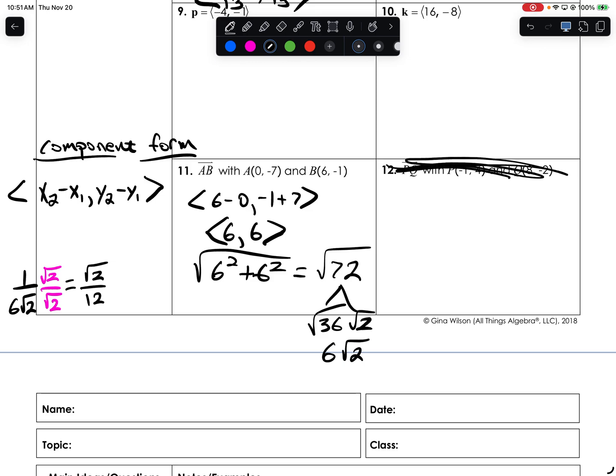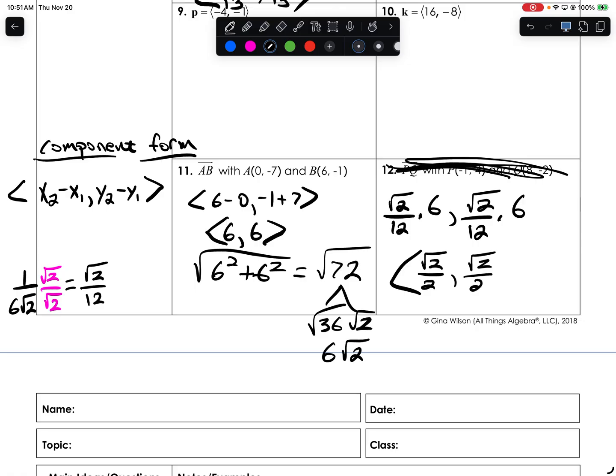So we're going to continue our work over here. We have root 2 over 12 times what? Times 6, comma, root 2 over 12 times 6. So what do I get? Root 2 over 2. So you get root 2 over 2, comma, root 2 over 2. That is in component form. So it's a whole lot of legwork to get there, but it's not that bad.